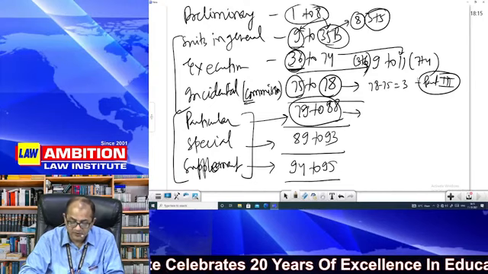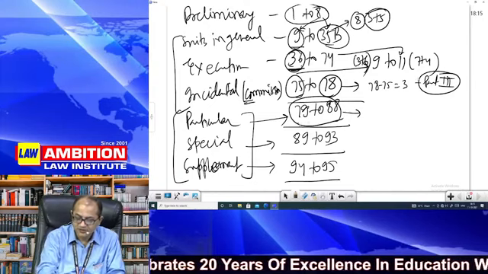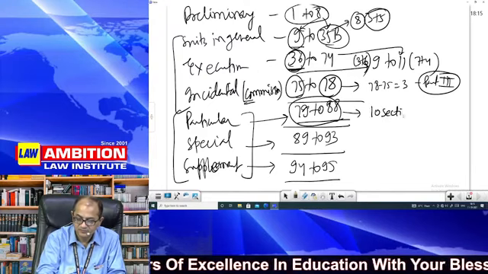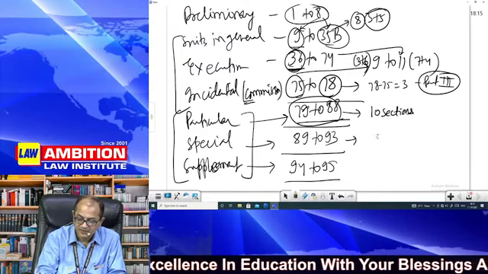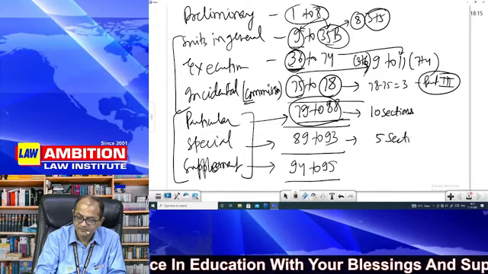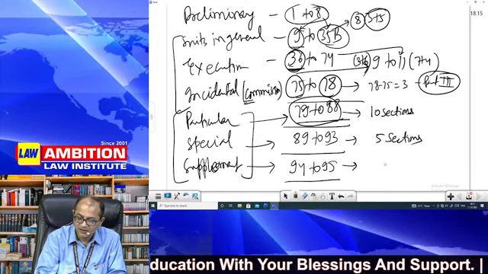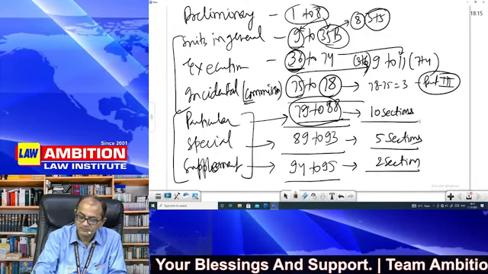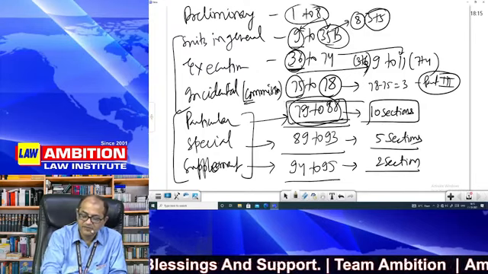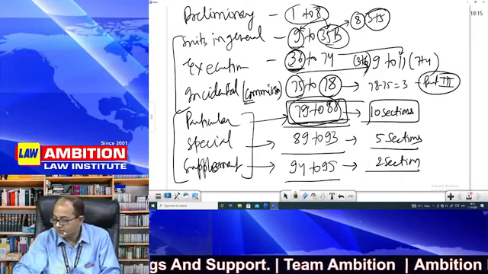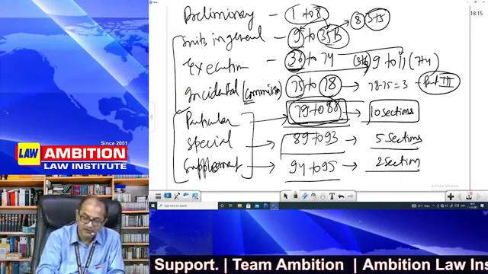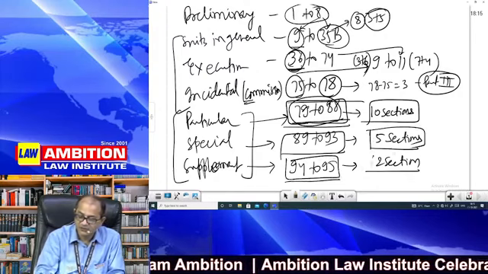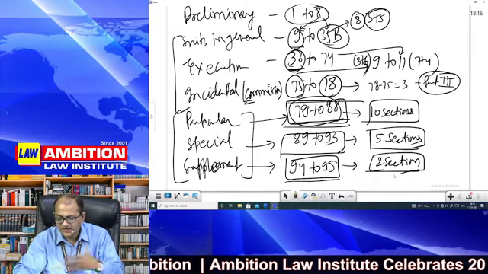Particular, special, supplemental. So exactly this is 10 sections. This is 5 sections. And this is 2 sections. अब देखो ये 10 sections exactly. 79 to 88 is 10. 89 to 93 is 5. And 94 to 95 is 2 sections. Do as much exercise as you can do.